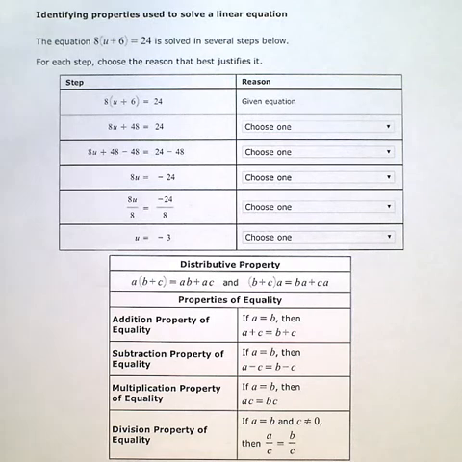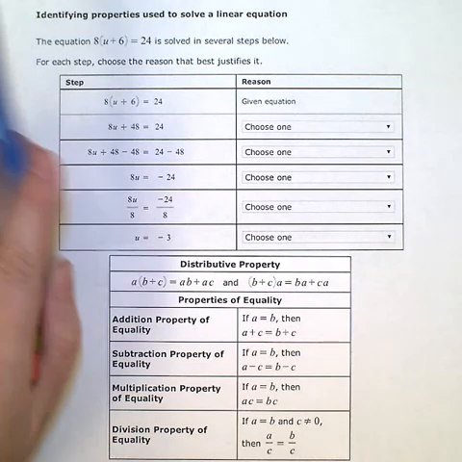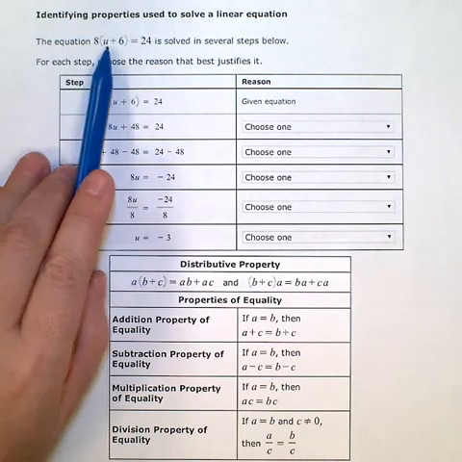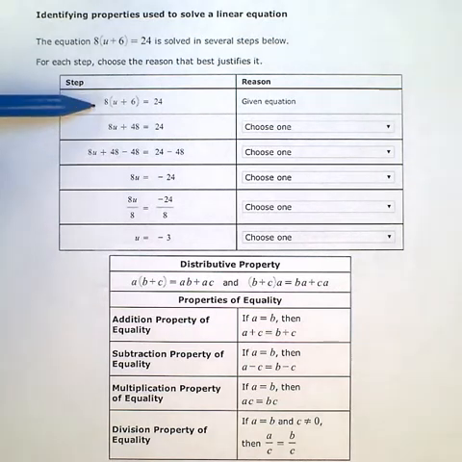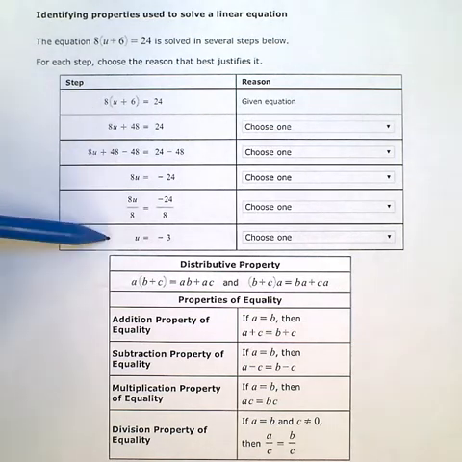Identifying properties used to solve a linear equation. The equation 8 times the quantity u plus 6 equals 24 is solved in several steps below. For each step, choose the reason that best justifies it. So the algebra has been worked out for us, step by step.